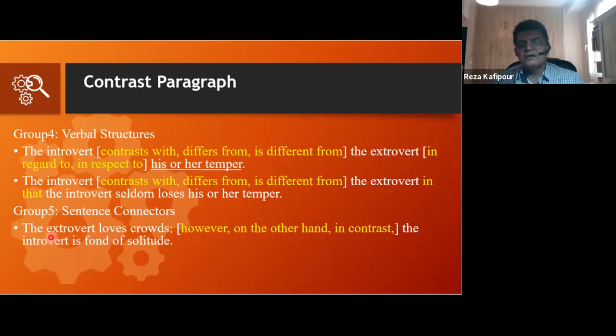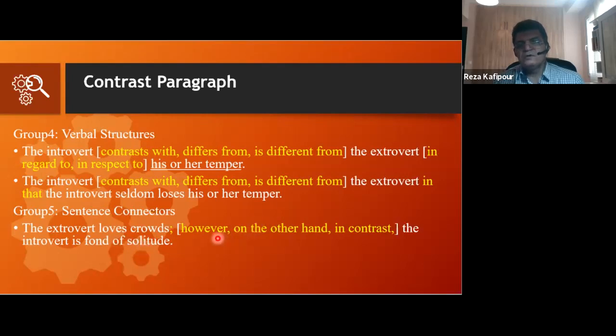For example, we may say, the extrovert loves crowd; however, the introvert is fond of solitude. Pay attention to punctuation: semicolon, however, comma. So one sentence provides information about the extrovert, and the second sentence provides opposite information about the introvert. Loves crowd, fond of solitude. They are against each other and they are the basis of contrast.